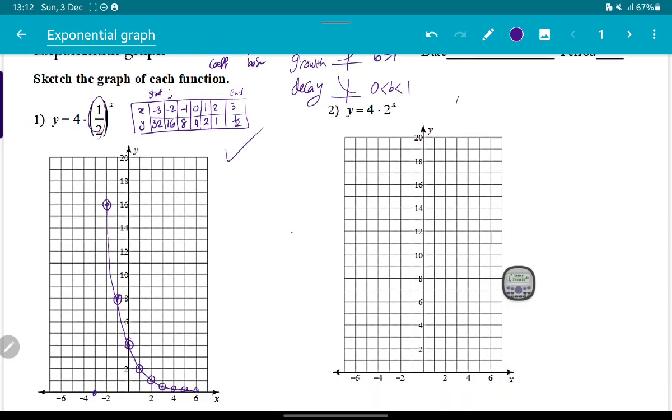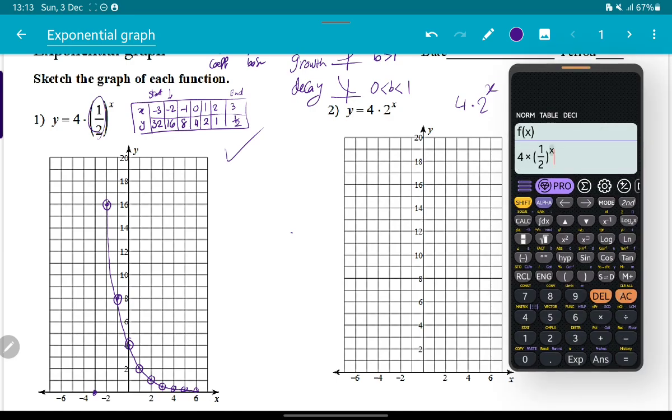For the second one, it's 4 multiplied by 2 power x. We can change the function. Okay, we can add this in my calculator. I can add this: 4 multiplied by 2 power x.